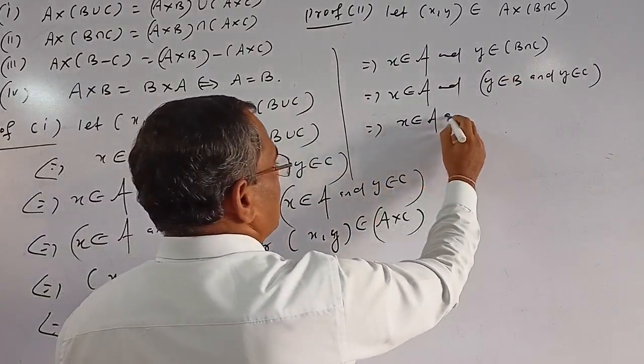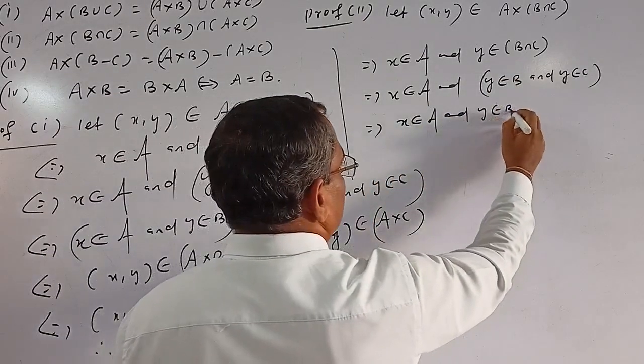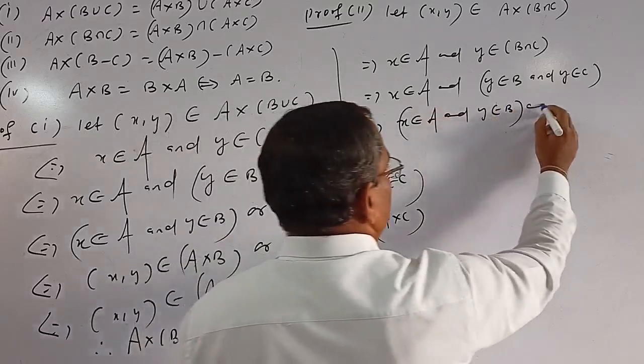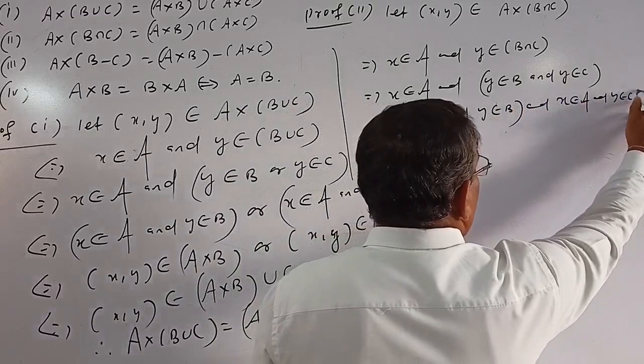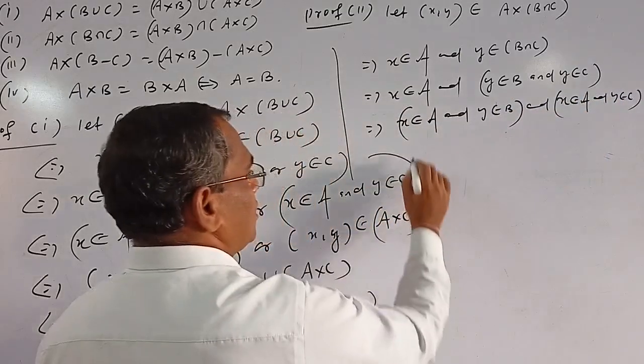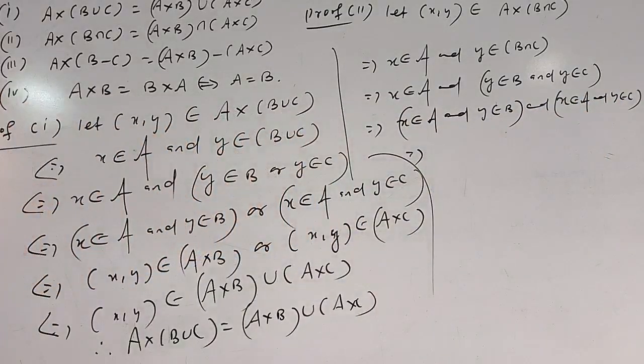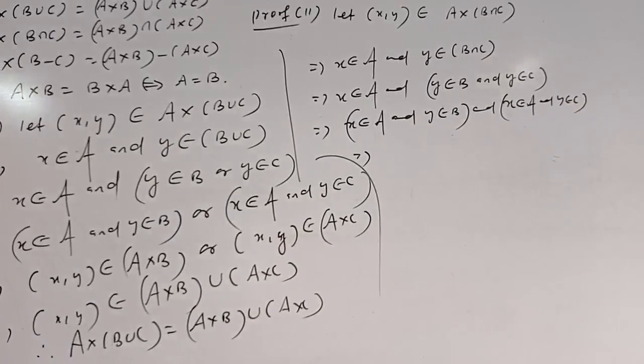Now open the bracket, x belongs to A and y belongs to B, and x belongs to A and y belongs to C. That implies x belongs to A and y belongs to B, which means what? The ordered pair (x, y) belongs to what? A cross B.